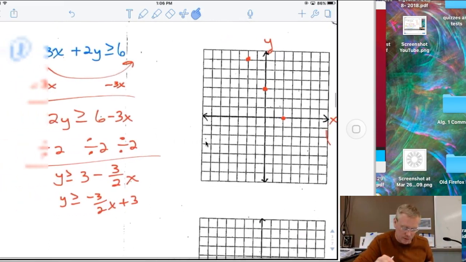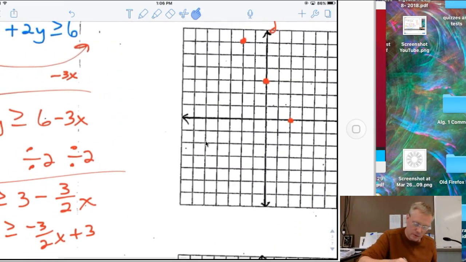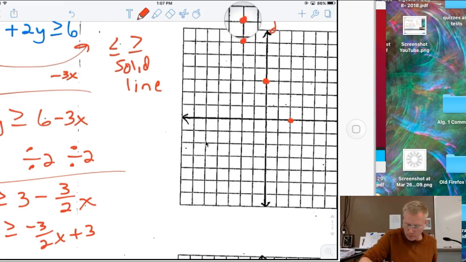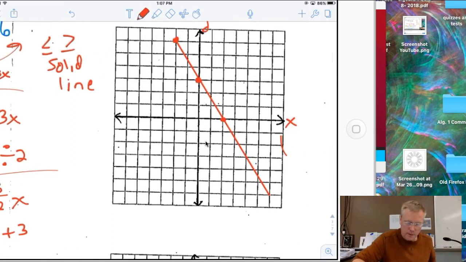All right, so let's see, this is or equal to, which means it's going to be a solid line, since it's one of these two. Okay, and let me take that point there, just drag it. There we go. Throw a couple arrowheads on there. That line does go forever and ever in 2 directions.